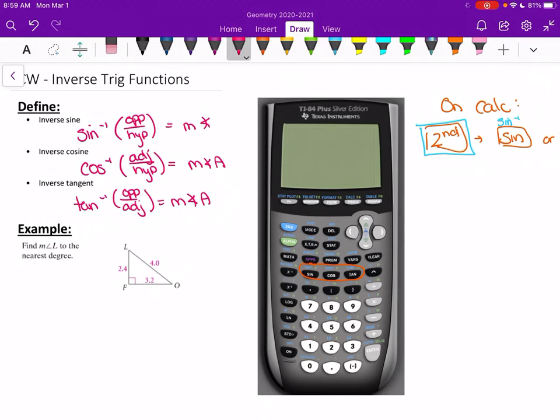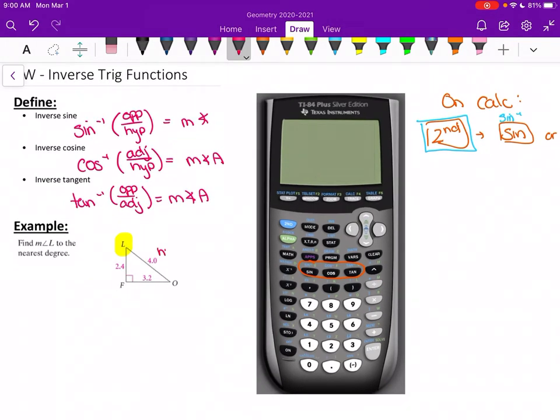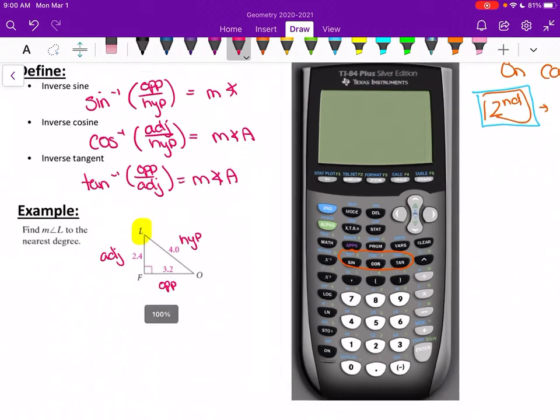Let's do an example so you can see how all of this works. So if we have a triangle here with side lengths 2.4, 3.2, and 4.0, and we want to find the measure of angle L to the nearest degree. So I'm going to highlight angle L, and I'm going to label my sides based on angle L, because that's my angle of interest. So remember that your adjacent and your opposite depend on the angle of interest. So 4 is always going to be my hypotenuse, 3.2 is the opposite side, and 2.4 is the length of the adjacent side.